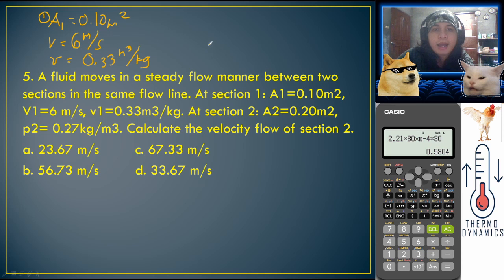Ano pa? At section 2, we have area 2. Binigay na naman yung area. 0.20 square meter. Then we have density. Density 2 is equal to 0.27 kilogram per cubic meter.